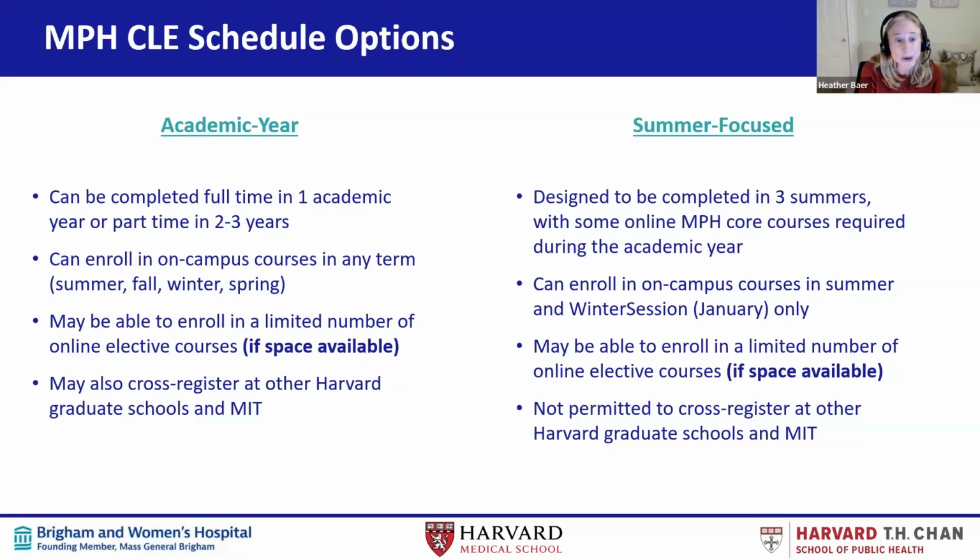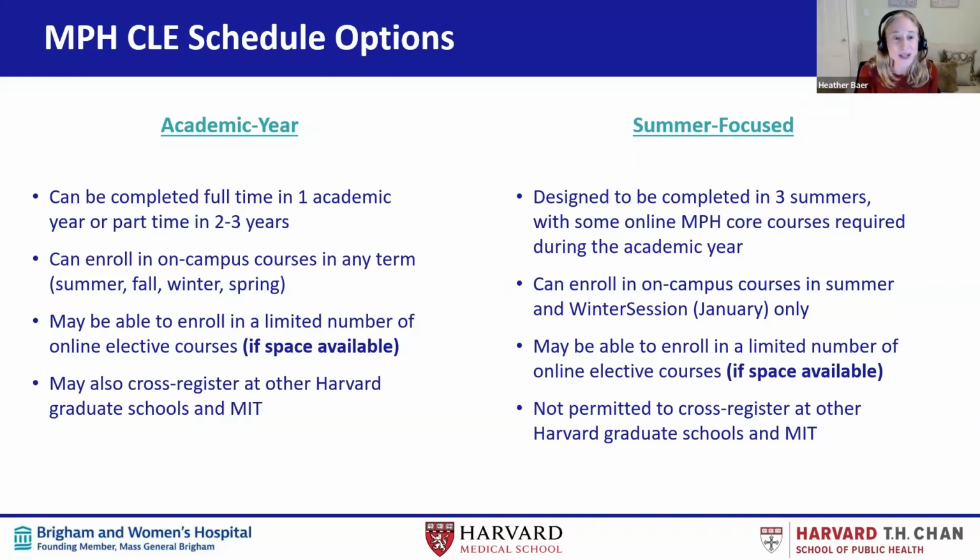Students who are in the summer focused MPH in clinical effectiveness, most of their coursework is focused during the summer. That is why it's called the summer focused MPH in clinical effectiveness. But those students also have the option of taking courses on campus in January if they want to. January is this sort of 3-week session where there's a bunch of interesting short courses that are offered. So summer focused students can actually come and take courses during that time period if they want to.